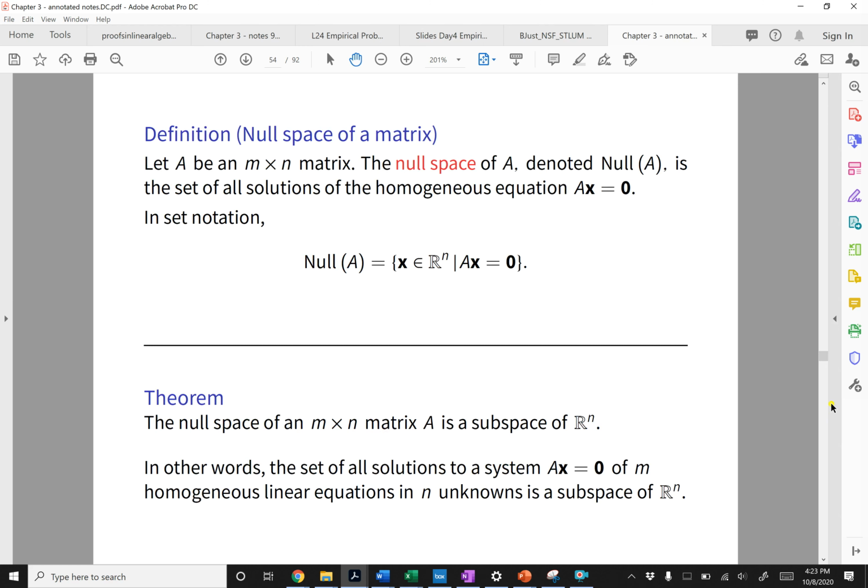The null space of a matrix, I was able to get to this in one of the classes, but not the other. Let A be an m by n matrix. The null space of A, denoted null of A, so it's a lot like row of A and column of A, is the set of all solutions of the homogeneous equation Ax equals 0. So in set notation, it's the set of all x in Rn, so these are vectors, that you can multiply by a matrix A and get 0.